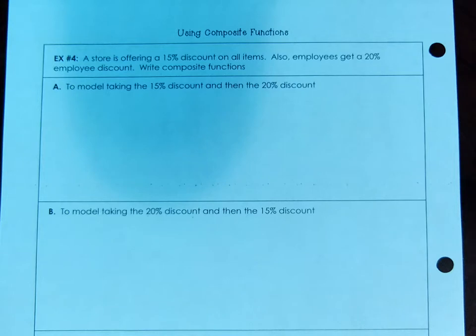So here are our examples of composite functions. The store is offering us 15% discount on all items. An employee gets a 20% discount. Write composite functions. So what this means is we're going to take 15% off the item, and then we're going to take 20% off the item. So what that means is we pay 85% of the cost.